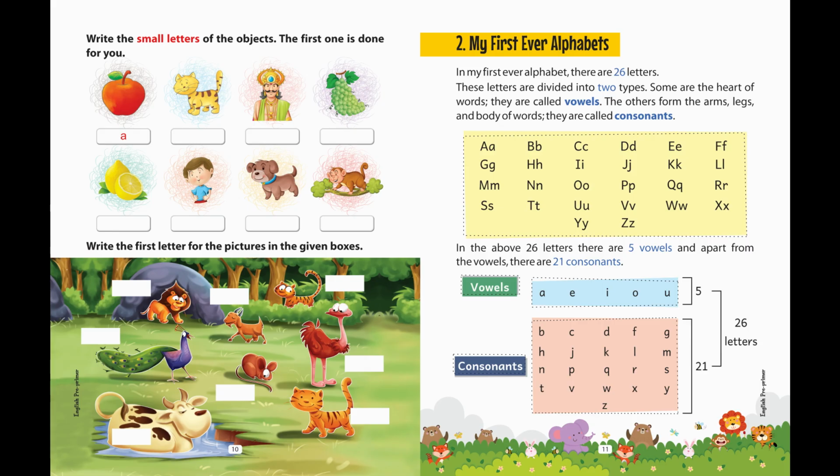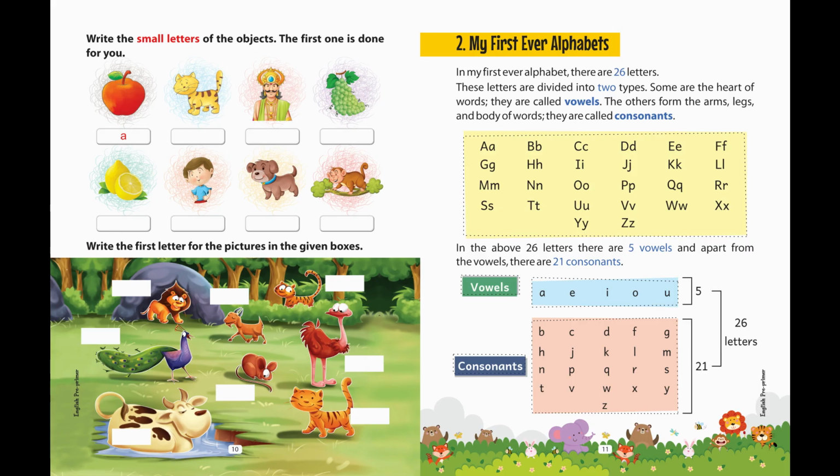In the second activity, look at the animal pictures and write the first letter for each one. This helps us match sounds with pictures. My first ever alphabets, children. Did you know there are 26 letters in the English alphabet?